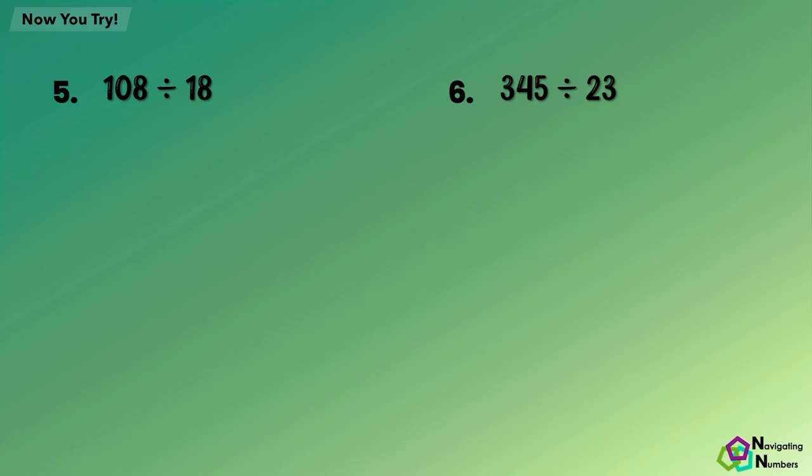All right, so here are some problems for you to try on your own to practice dividing 3-digit by 2-digit whole numbers. Just so I can read them out for you, number 5 is 108 divided by 18, and number 6 is 345 divided by 23.